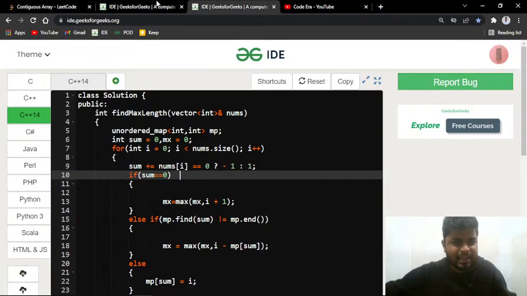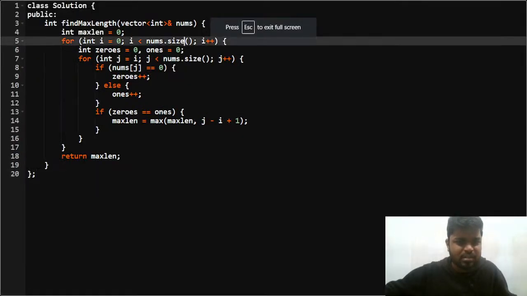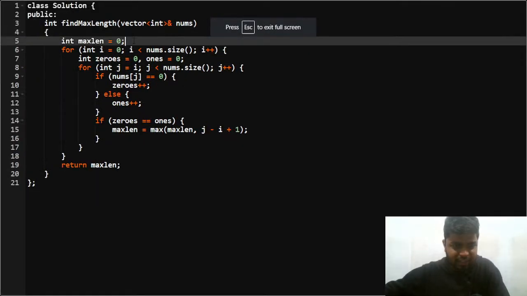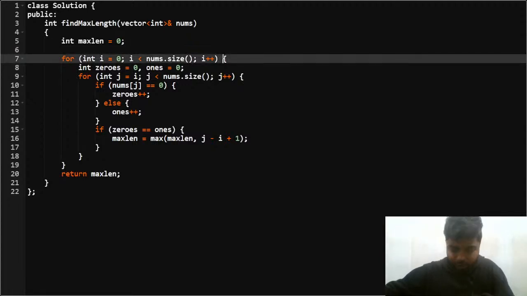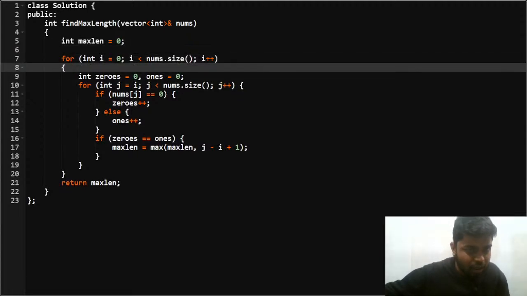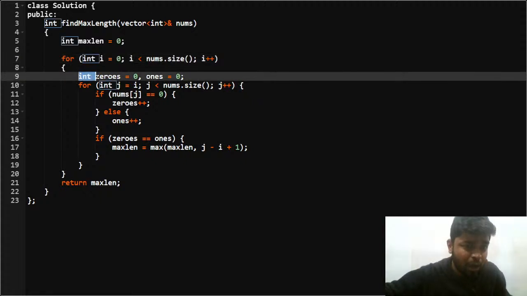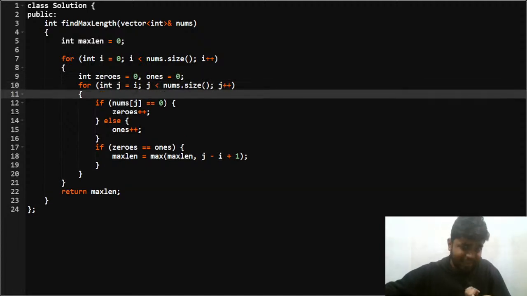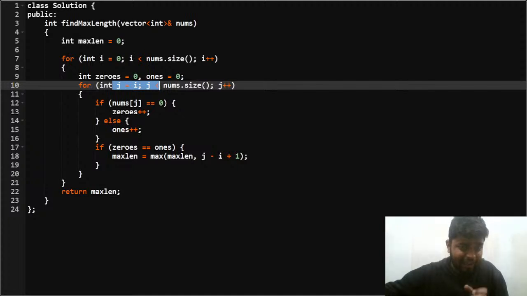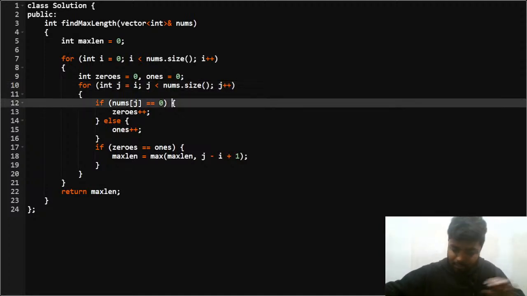It's very easy. First of all, you keep a maximum length. After this, you iterate with i starting from 0, i lesser than n, so you keep a pointer i which is fixed initially, as I told you, fixed to 0, while j moves one by one. Every time you do this, you keep a counter of zeros equal to 0 and ones equal to 0, and you start your j from i and iterate until the end, checking all the subarrays.